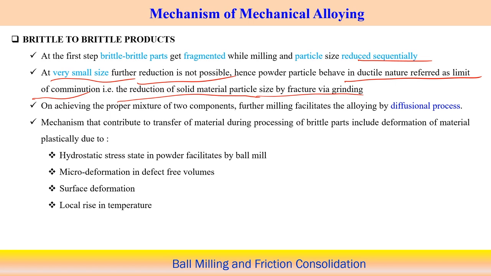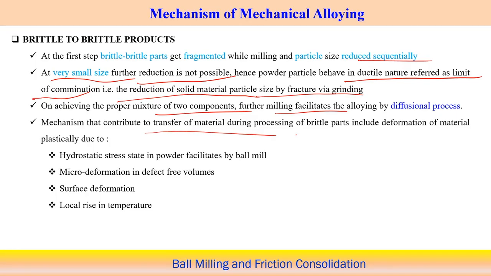After achieving the proper mixing of the two components, further milling operations do not bring more refinement, but rather allow diffusion to occur. So after reaching the optimum, very fine particle size, if you continue the milling operation, the diffusional process becomes active at this stage. The mechanism contributing to the transfer of metal during processing of brittle parts is that a hydrostatic stress state in the powder is facilitated by the ball milling operations.